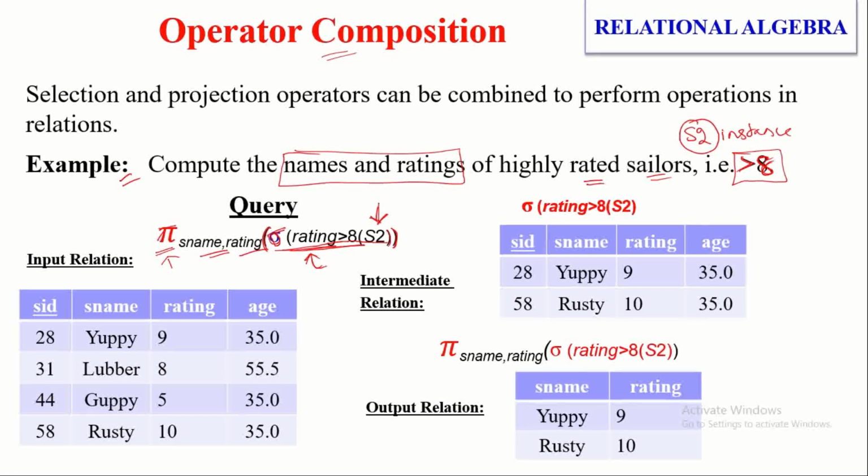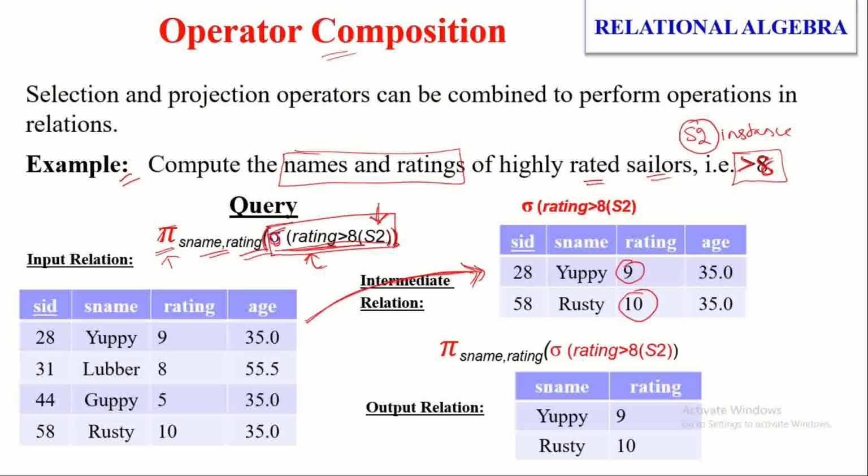Okay, so when this query is applied, first this part of the query will be executed. Then it will produce an intermediate relation like this. Here you can notice the intermediate relation. Since selection operator is applied, it selects the subset of rows in which the rating values are greater than 8. Okay, so now this is the intermediate relation.